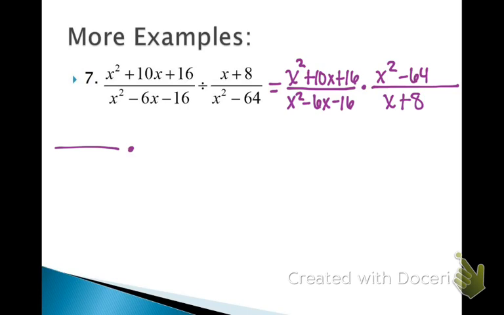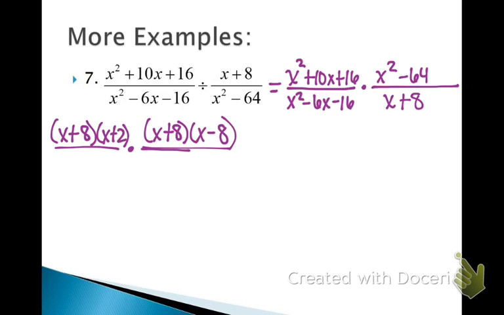Anybody find my factors for my first numerator? x plus 8, x plus 2. Very good. x plus 8, x plus 2. Multiplying to a 16, adding up to a 10. What about my second numerator? x plus 8, x minus 8. That's the difference of two perfect squares.